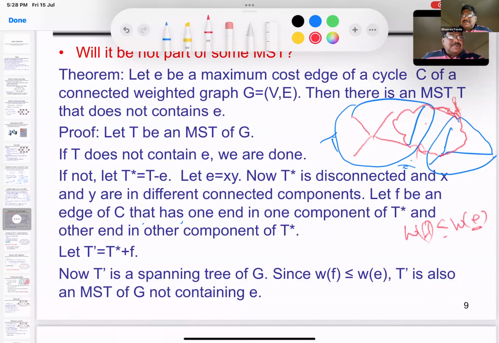So I remove E and add F. Now T dash is a spanning tree of G, and the weight of F is less than or equal to the weight of E, so T dash is also an MST of G not containing E. So I have constructed one more tree that is a minimum spanning tree, but the edge E is not present in it. Is this clear?